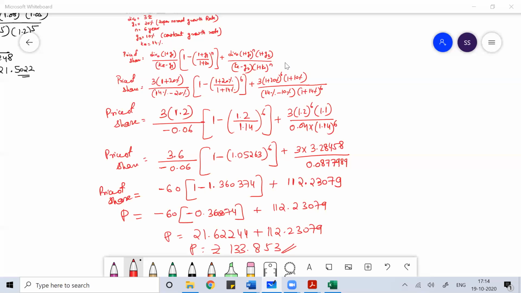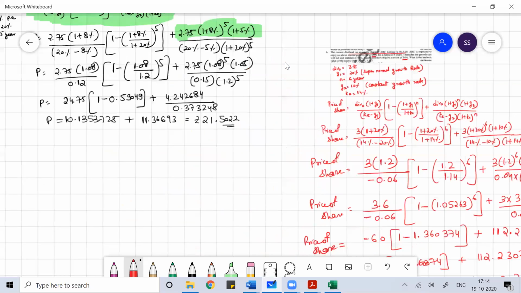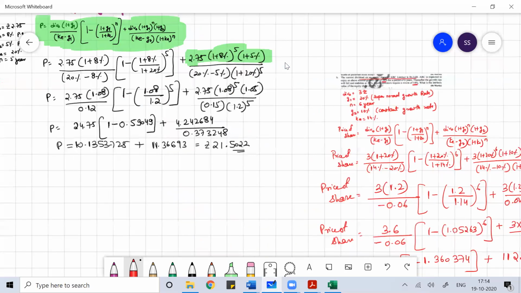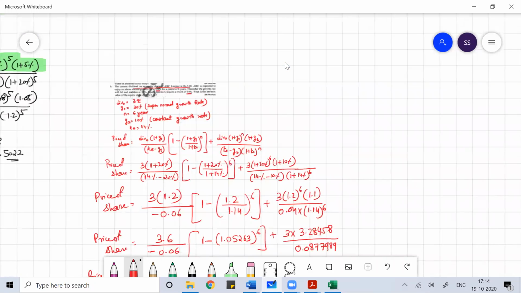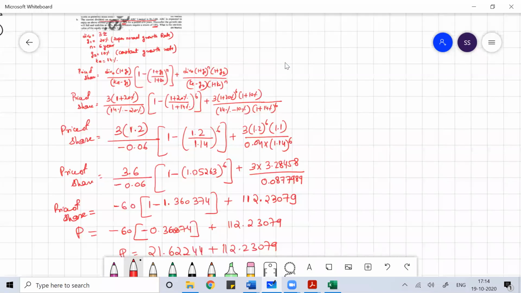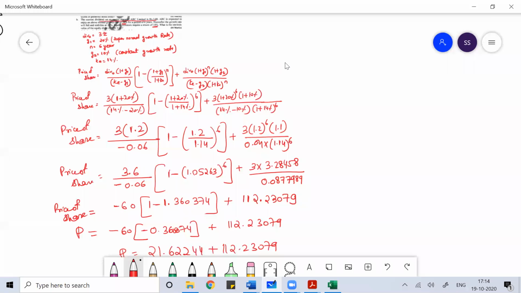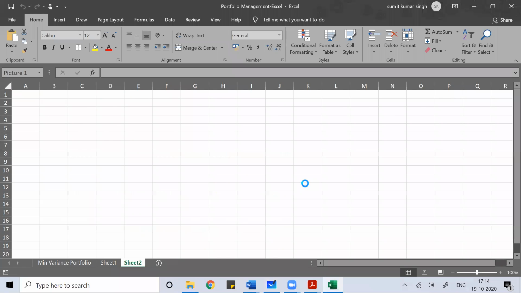Clear everyone, right? So you can solve this question step by step if you want. Okay, so can I show you the step by step calculation, the same question if I do it in Excel?